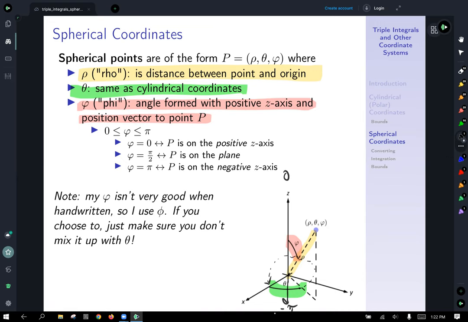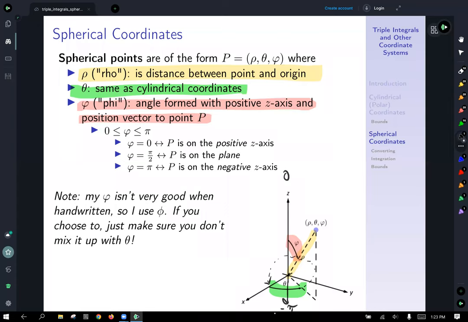So when phi is zero, you're up on the positive z-axis. When phi is pi over two, you've landed on the xy plane. Not polar, because we're in spherical. The xy plane, let's call it that, even though x and y aren't involved. That way we know what we're after. And then when phi is pi, we're down on the negative z-axis.